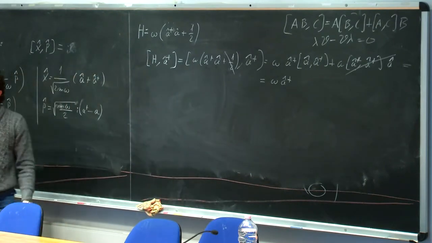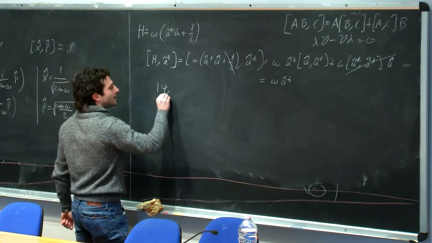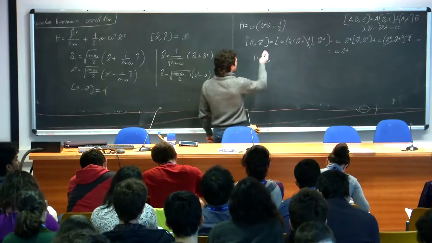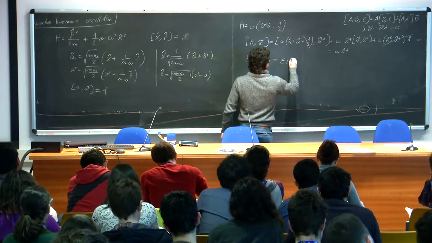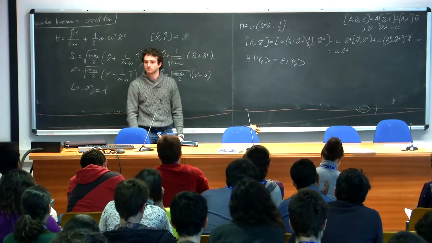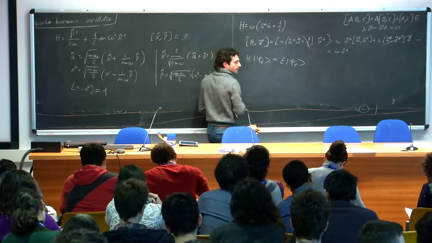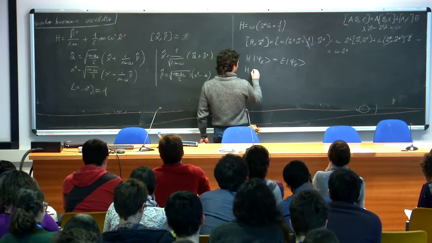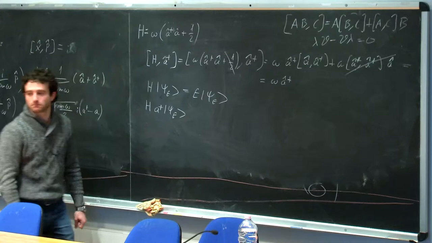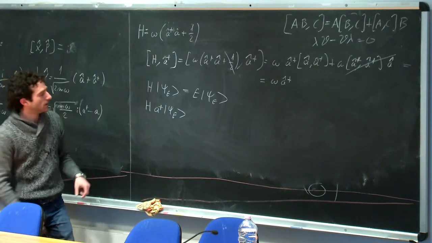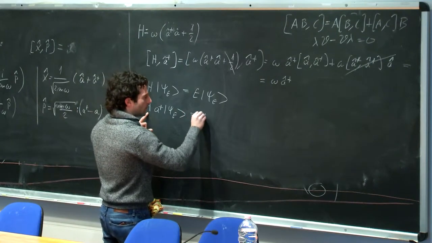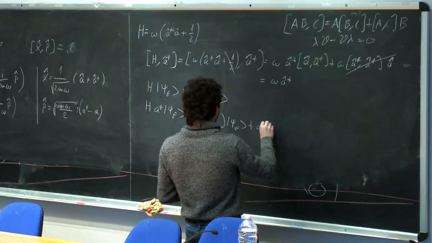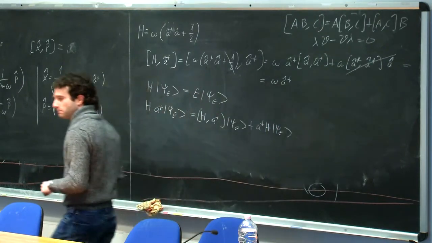Why is this interesting? Because let's now assume that psi E is just an eigenstate of the Hamiltonian with energy E. So let's assume that H psi E equals E psi E. This is the definition. Now let's apply A dag to psi E. So we consider H applied to A dag psi E, and let's use this result. This is equal to the commutator between H and A dag applied to psi E plus A dag H applied to psi E.